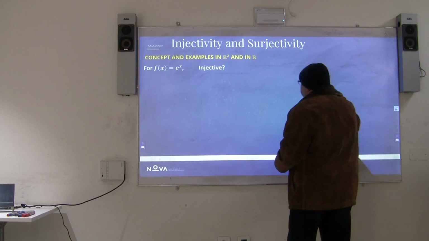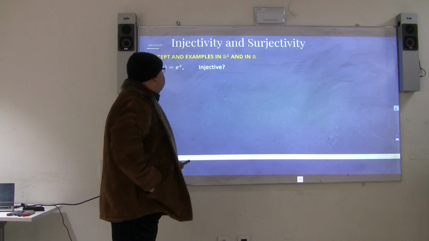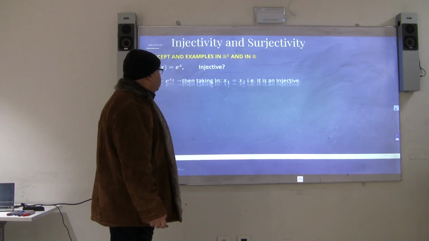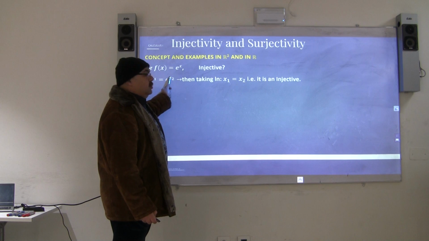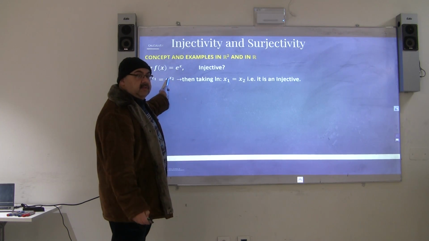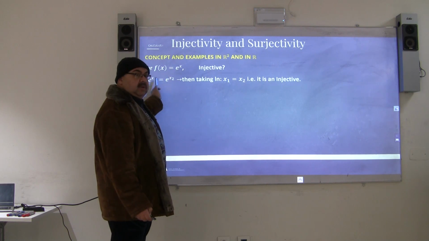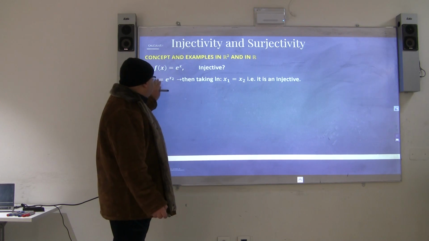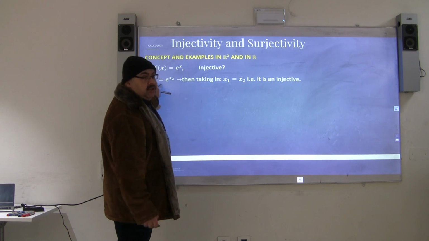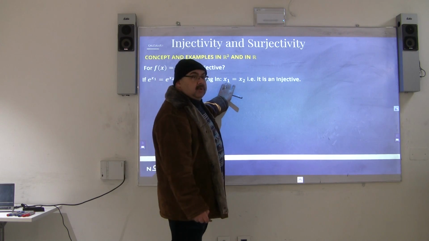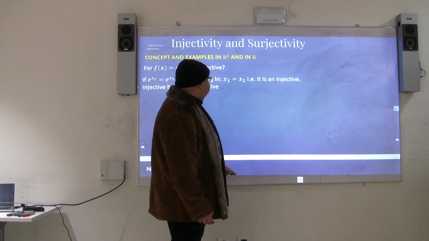So if I want to prove this, it's really very simple. All I have to do, as I told you, is to check that for e to the power of x1 equal to e to the power of x2, two different points, when the bases are equal, the powers are going to be equal. So x1 is equal to x2. So this is a sufficient condition to have x1 equal to x2. Okay. Once it is proved, it is an injective function.